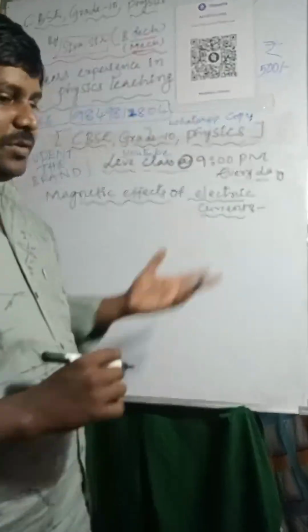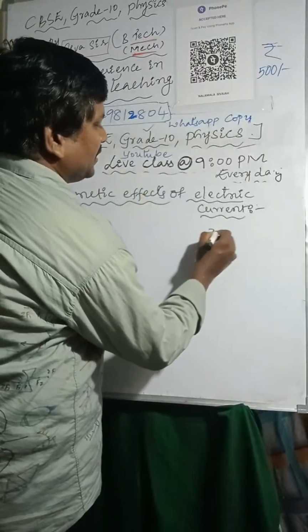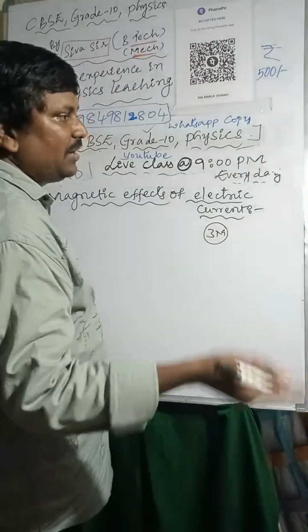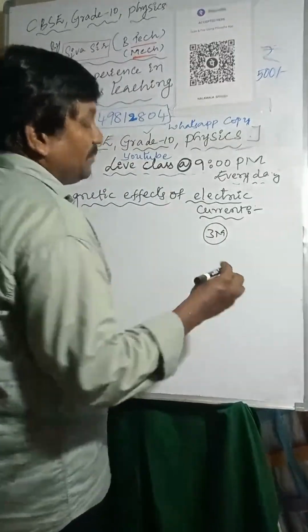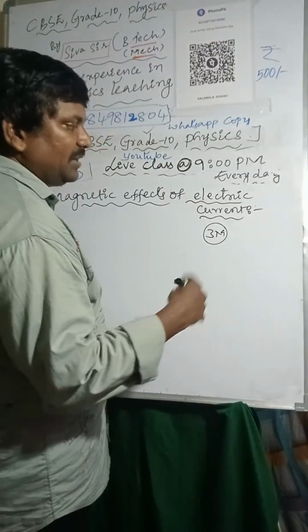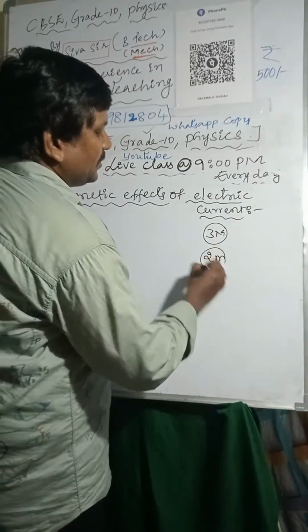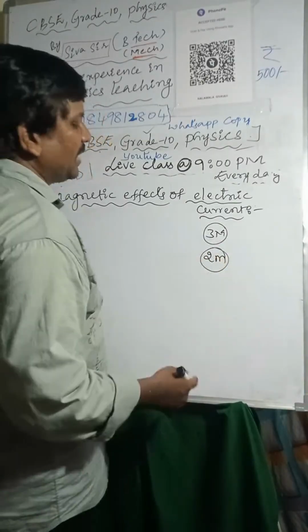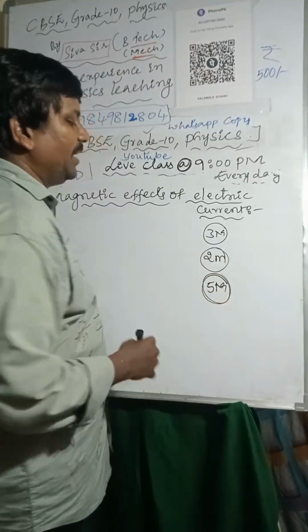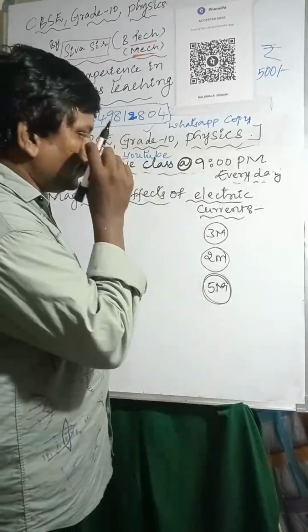A 3 marks question is also expected from the chapter: the difference between the magnetic field of a solenoid and the magnetic field of a bar magnet. They will ask for the differences. And a 2 marks question is expected on the properties of magnetic field lines. The 5 marks question is a current carrying conductor placed in the magnetic field. And one more question also.